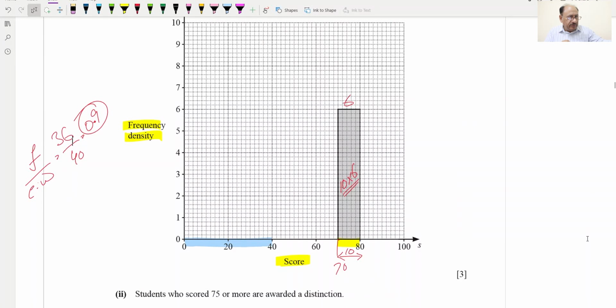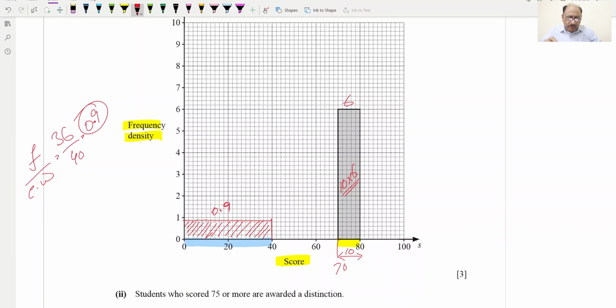So 0.9, we can draw up to this level. This is 0.8, so we take roughly the middle of this one. The height is 0.9, up to this point. I'm shading this bar for your understanding, so this will be 0.9 and this will be the bar.